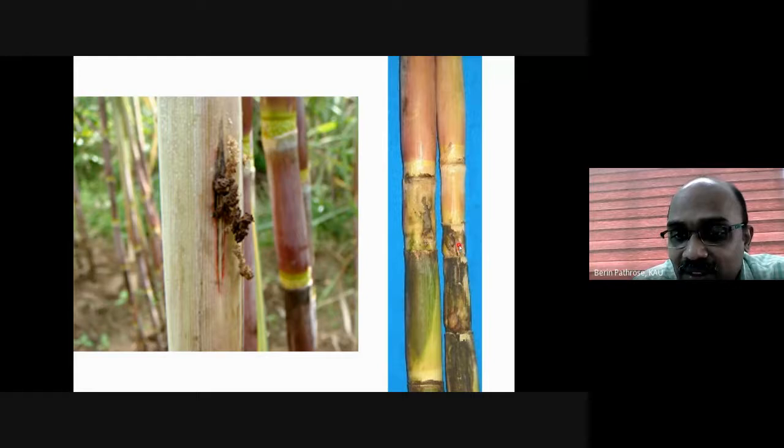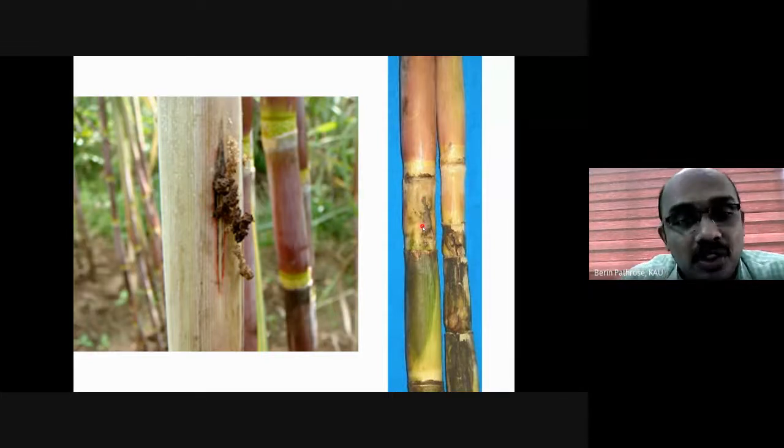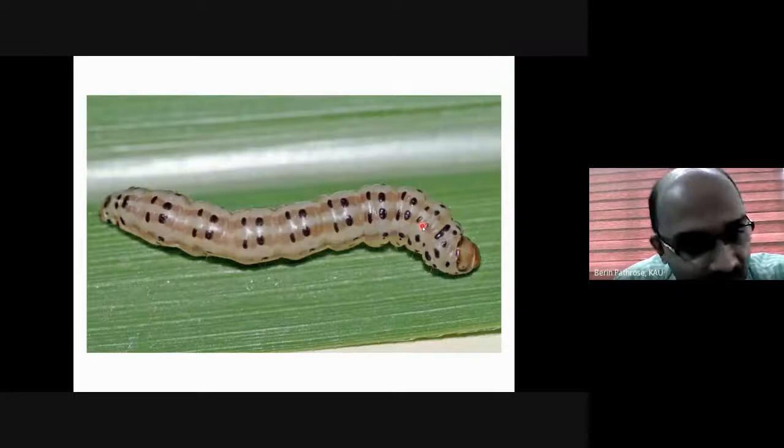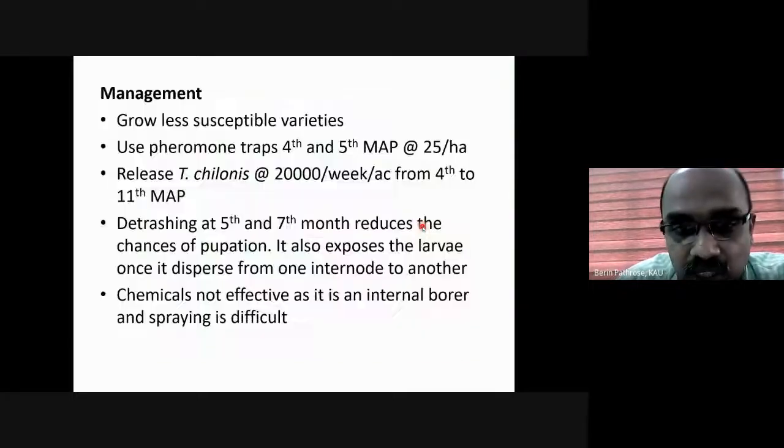And here you can see the internodal length is greatly reduced. Here also you can see internodal length is greatly reduced. So this is the typical symptom of Chilo sacchariphagus indicus. This is the picture of the larvae.